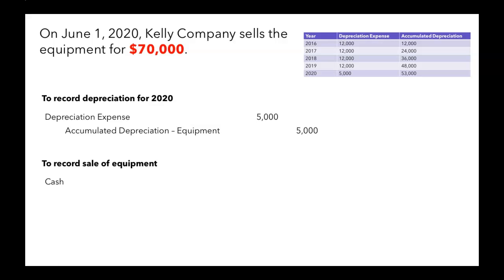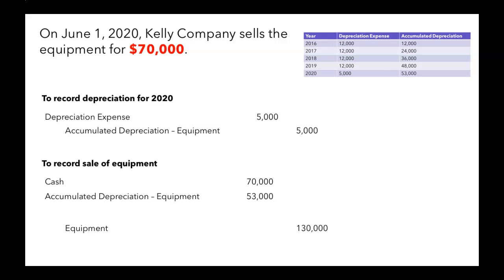We're still getting cash, so we still want to debit our cash. We still need to get our accumulated depreciation off of the books. And we're still selling equipment, right? So we debit cash, debit accumulated depreciation, and credit equipment. Let's start filling in the numbers here. Cash, that's our $70,000. That's the amount that we are selling the equipment for. Accumulated depreciation, that's still $53,000, which we get from that chart in the upper right. And equipment, that's still $130,000. That's the initial cost of the equipment.